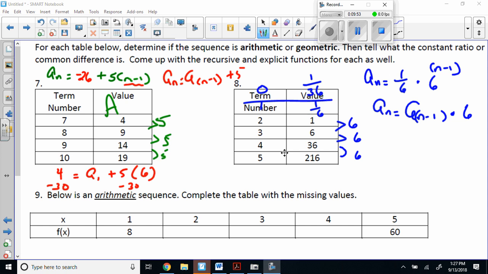Just for grins and giggles, I just want to say A sub n equals 1/36 times 6 raised to the n, right? You okay with that? I wrote it in zero terms. How did I write it in zero terms? See, there's no n minus 1. You could use the second term and write n minus 2, right? You could use the third term and write n minus what?